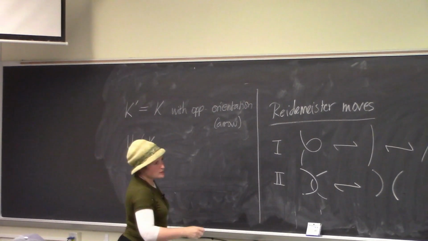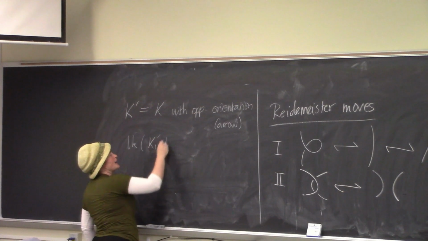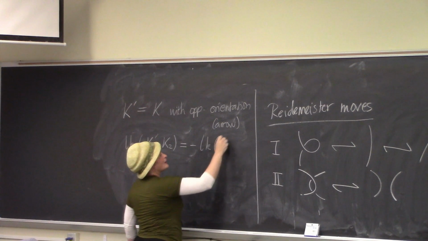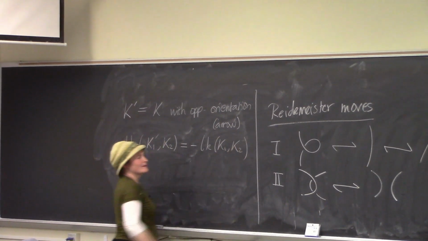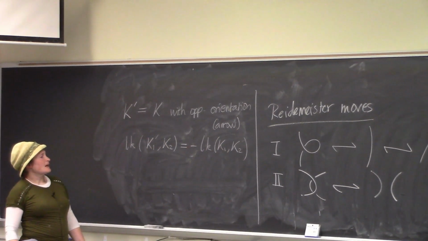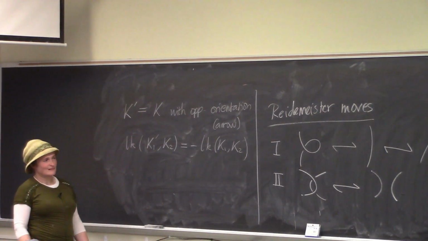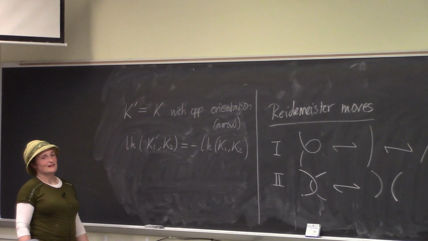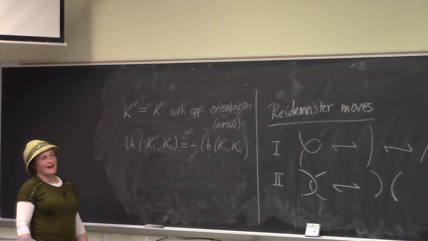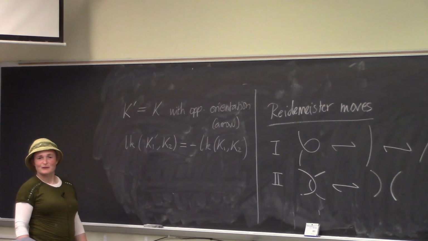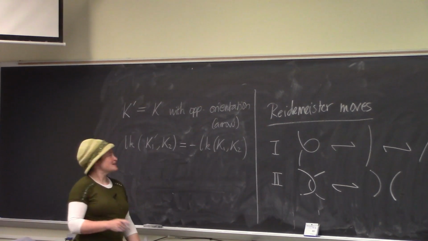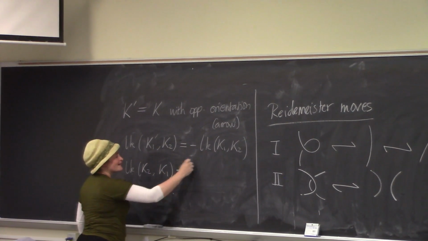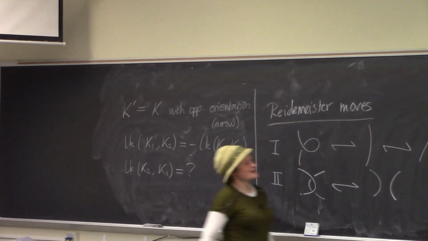So I have 2 components, K1 and K2. K1 prime and K2 will be minus the linking number of K1 and K2. Okay? And if I put them both in the mirror, then the linking number, I think, will reverse. If I swap the 2 around, well, think about it. I won't tell you the answer now. If, instead of taking the linking number of K1 and K2, I take the linking number of K2 and K1. Okay, so think about that. We'll come back to that in a moment.